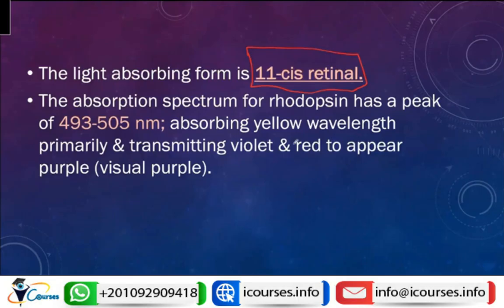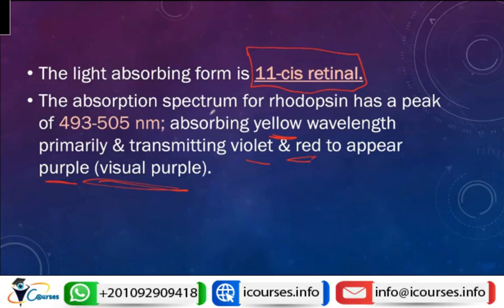In the case of the rhodopsin, it has a peak sensitivity around 500 nanometers, which is more toward the yellow wavelength. So it will absorb the yellow light, and it will transmit violet and red, so that it appears purple. That's why the visual pigment of the rods, the rhodopsin, is sometimes called the visual purple.